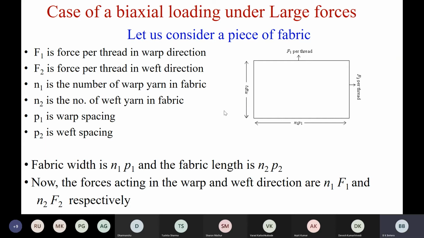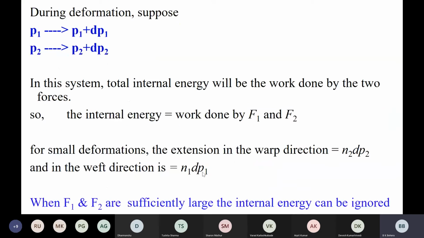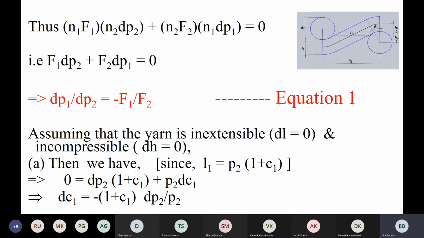As long as we are straining but the material is not broken into pieces, strain energy goes on storing inside the material. If the load applied is too large, then the fabric is divided into pieces because of this large force. The strain energy stored in the system is zero. That is what is written here. When F1 and F2 are sufficiently large, the internal energy can be ignored. Ignored means zero. This statement we have written in mathematical form.